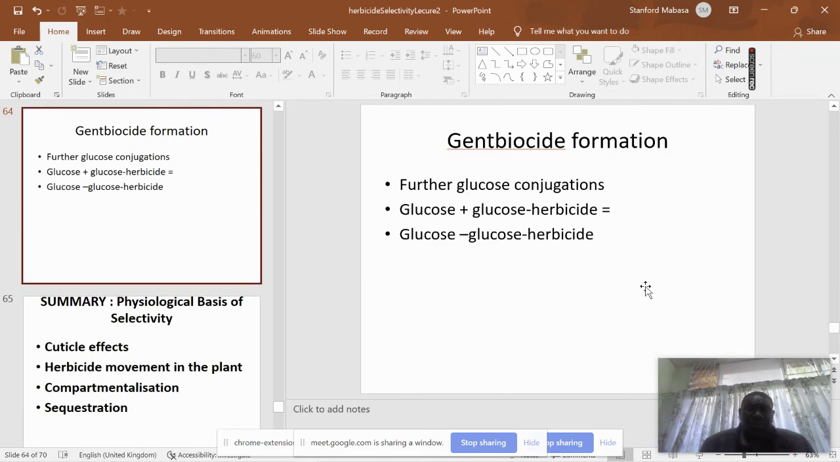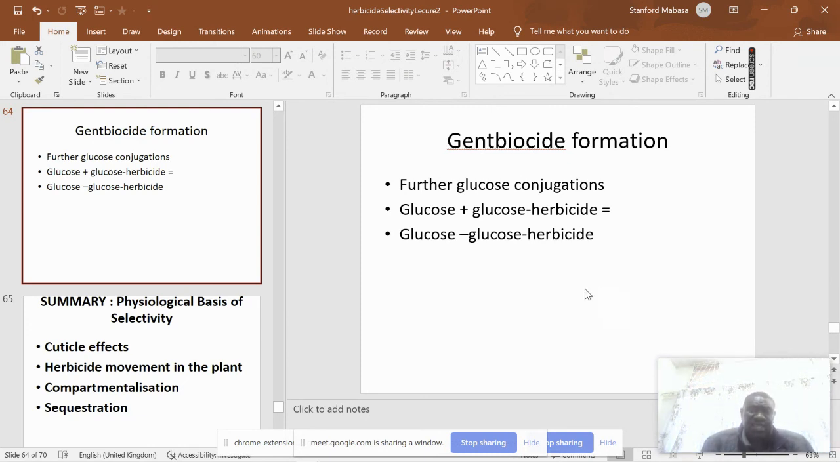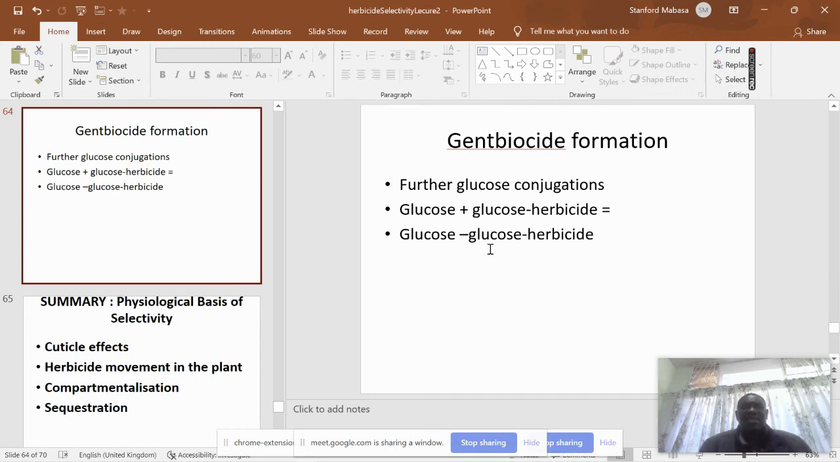Or you can have more sugar being added to form glucose conjugations. So you can have glucose plus glucose herbicide. You get glucose joined to herbicide. This product can be moved to the vacuoles, or it can just become a part of the cell wall.